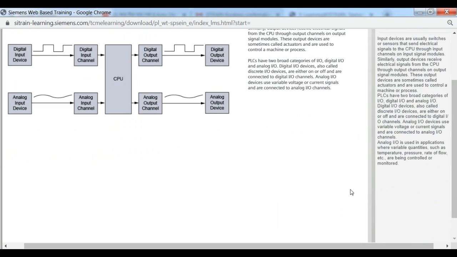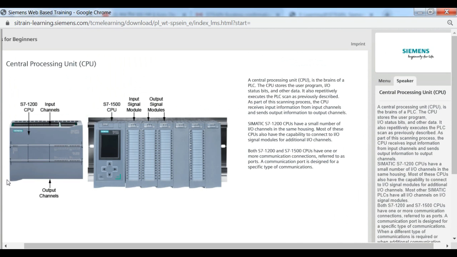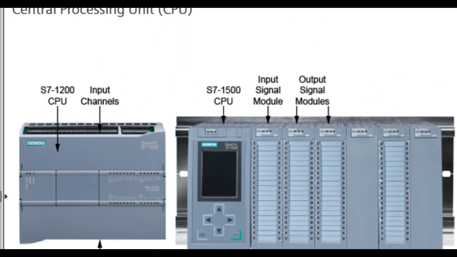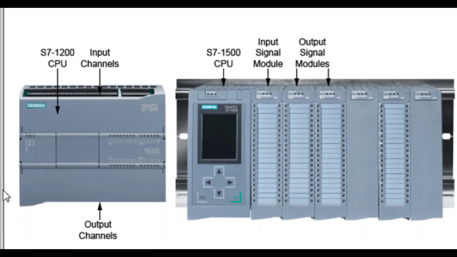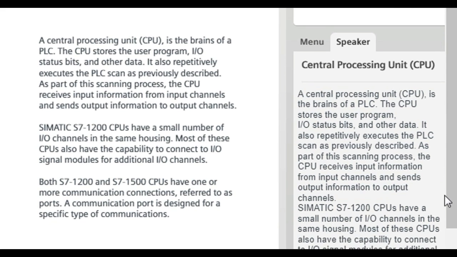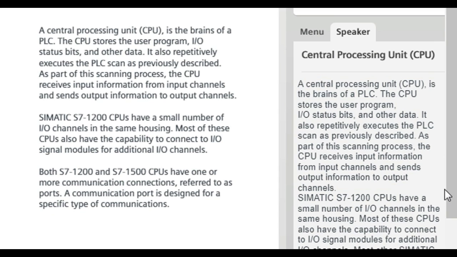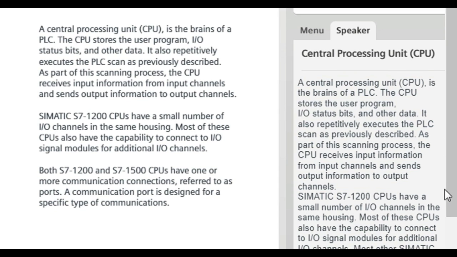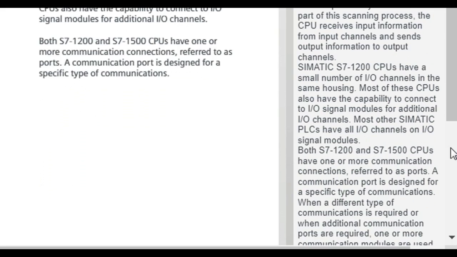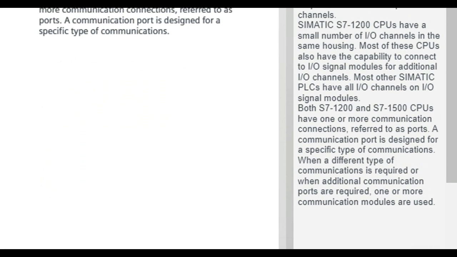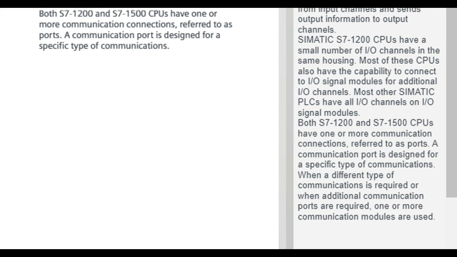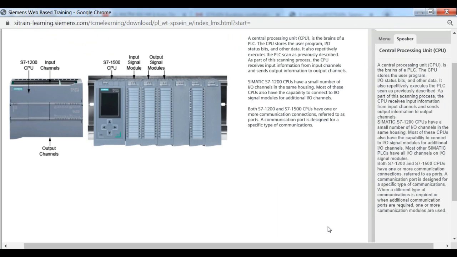A central processing unit, CPU, is the brains of a PLC. The CPU stores the user program, I/O status bits, and other data. It also repetitively executes the PLC scan as previously described. As part of this scanning process, the CPU receives input information from input channels and sends output information to output channels. Simatic S7-1200 CPUs have a small number of I/O channels in the same housing. Most of these CPUs also have the capability to connect to I/O signal modules for additional I/O channels. Most other Simatic PLCs have all I/O channels on I/O signal modules.